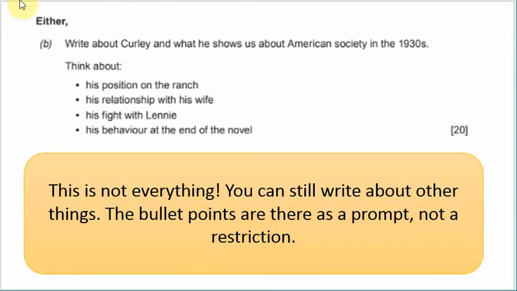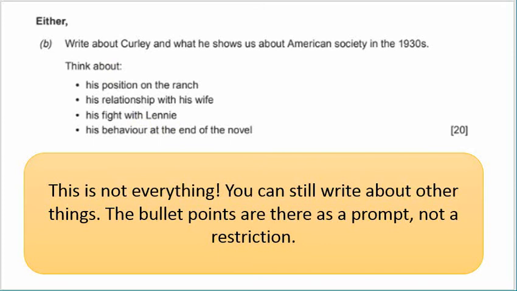So looking at the question, you can see it's asking us to write about Curly and what he shows us about American society in the 1930s, and it asks us to think about these bullet points, which are very useful here. His position on the ranch, his relationship with his wife, his fight with Lenny, his behaviour at the end of the novel. Before we start writing, I want to point out that these bullet points are not everything. They're a prompt, but they're not a restriction. So if you can think of something that you'd rather write about that's not in these bullet points, you go right ahead.